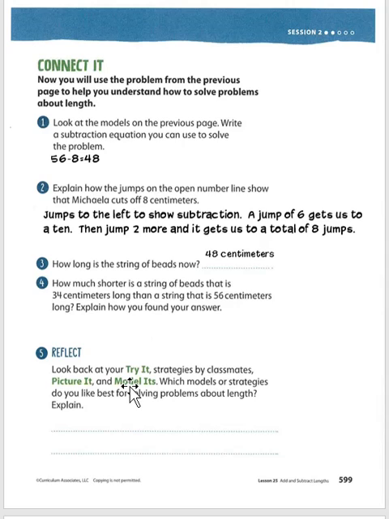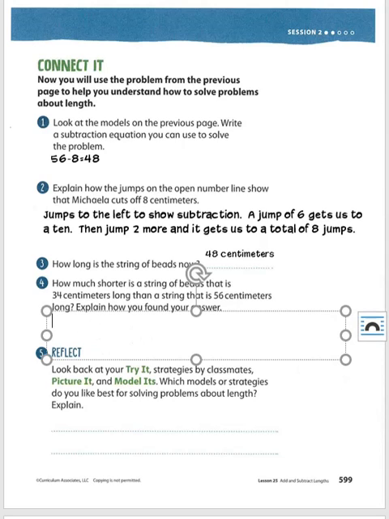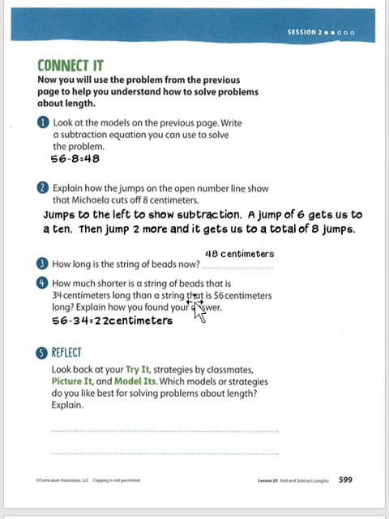is 56? Explain how you found your answer. How far is it? It's what? You have to subtract 56 minus 34, and that equals 22. 22 centimeters, right? We have to subtract them. Subtract this one from this one. Remember, we can do 50 and 6, 30 and 4. 6 minus 4 is 2. 50 minus 30 is 20. 22. Yeah? Boom.